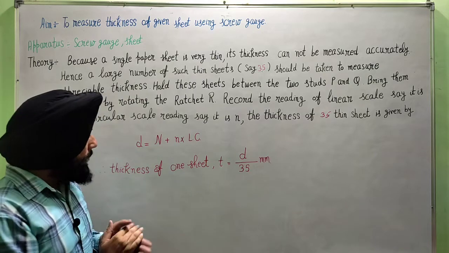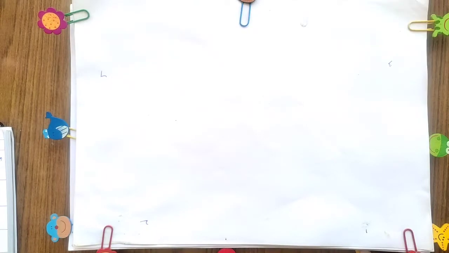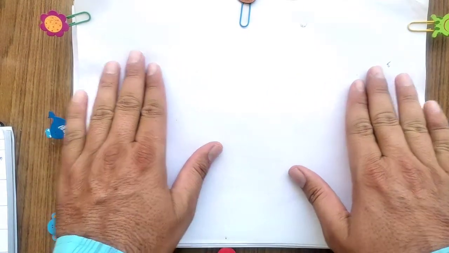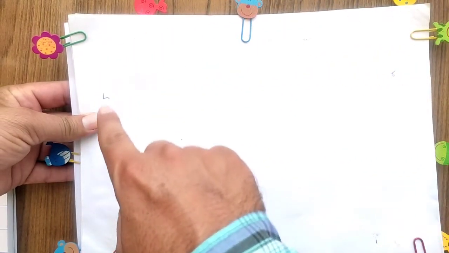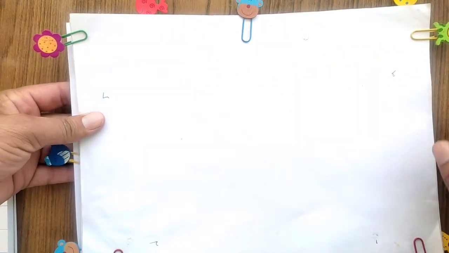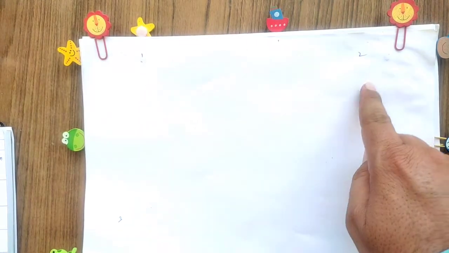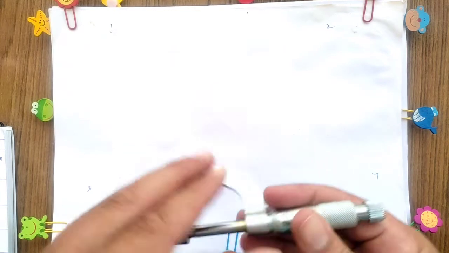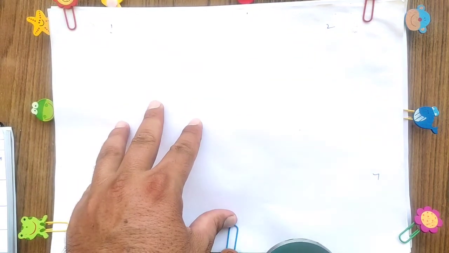Now let us start the experiment. Students, I am taking the reading of 35 sheets. For convenience, with the help of a clipboard, I have fixed all the 35 sheets and marked 1, 2, 3, 4, the places from where, with the help of the screw gauge, I will take the readings. Now I am taking the first reading.